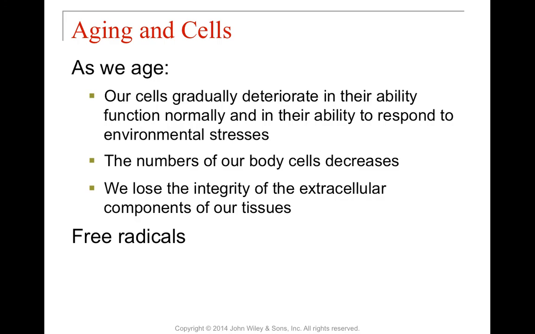So our cells are gradually going to start to deteriorate in their ability to function and to respond to environmental stresses, etc. We also end up with atrophy of our cells and of our muscles. So the number of our body cells actually decreases over time, and our extracellular components are actually going to get broken down as well. So as we age, our cells are going to lose a lot of their function, and so it's very important that you maintain a healthy environment and you exercise and you eat a healthy diet, etc.